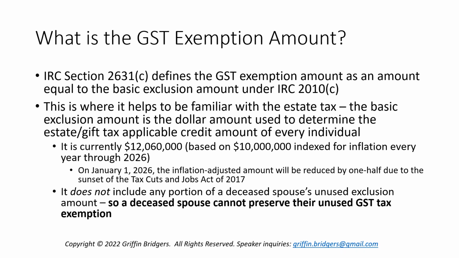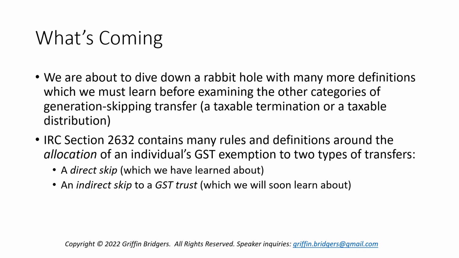So an individual's GST exemption amount is always going to be $12,060,000 or whatever amount is determined under statute, reduced by any prior allocations you might have made of that GST exemption amount. So now that you know the exemption amount, that tees you up in our next series of presentations to dive further down the rabbit hole of many definitions which apply for purposes of allocating GST exemption. And it's important to know the allocation and the mechanics, because that's going to drive our determination of the other categories of generation skipping transfer, being a taxable termination or a taxable distribution.